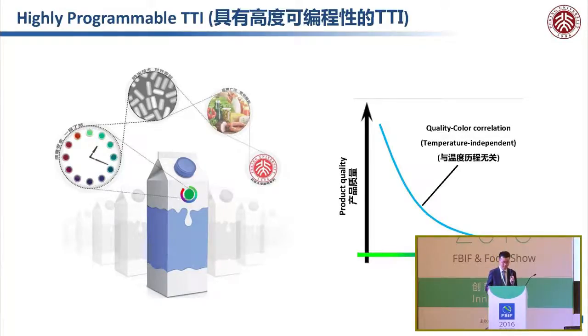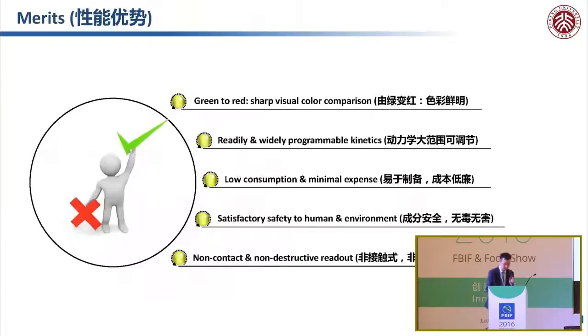So to recap, our university has developed this highly programmable chemical TTI, which can be used to indicate the quality degradation of a vast number of perishable products. This technology has been patented in China, and the university has started a spin-off company in which my colleagues and I are trying to bring this smart tag into the marketplace.